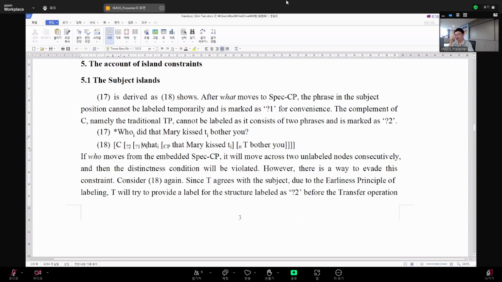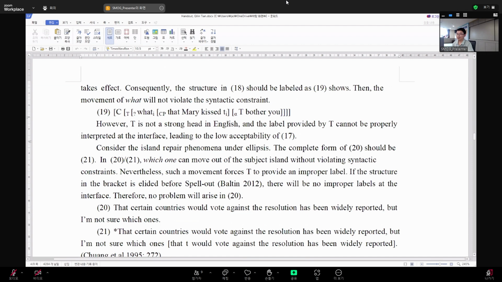I think there's one point that I neglected. That is, when the derivation arrives at this point, the earliness principle of labeling will take effect. You can see T agrees with the subject, and then T will try to provide a label for its mother node, as you can see here. T will try to provide a label for the whole structure. The whole structure will be integrated at T. So when what moves to the specifier of CP, it will cross a label T, and then the distinctness condition will not be violated. But this structure is unacceptable because T is not a strong head. It cannot provide a label, and at the interface, the label T cannot be interpreted. This will lead to unacceptability.